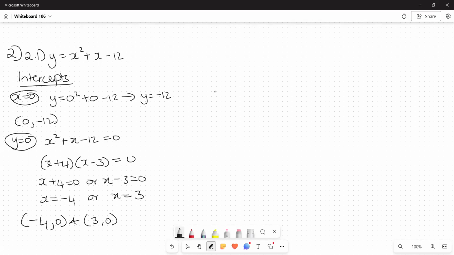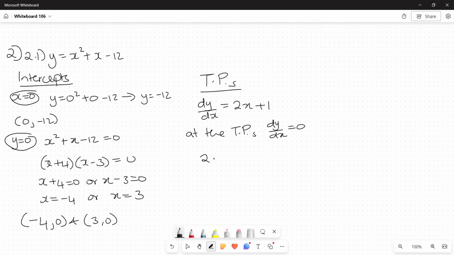Next, we have the turning points. So to find the turning points, we find dy/dx. dy/dx is 2x plus 1. And we know that at the turning points, dy/dx is equal to 0. So we equate dy/dx to 0, and we have 2x plus 1 is equal to 0. So 2x is equal to minus 1. This means x is equal to minus a half.